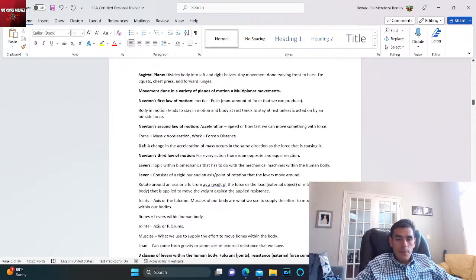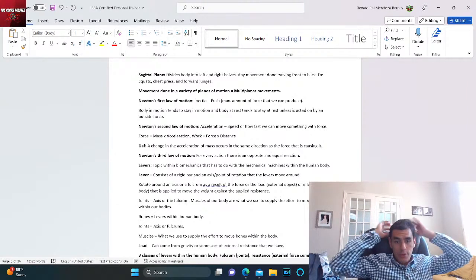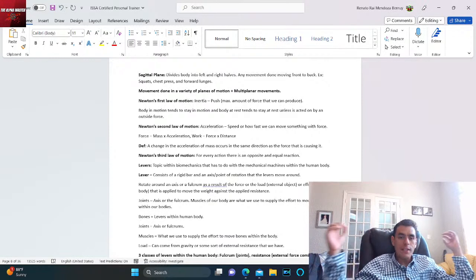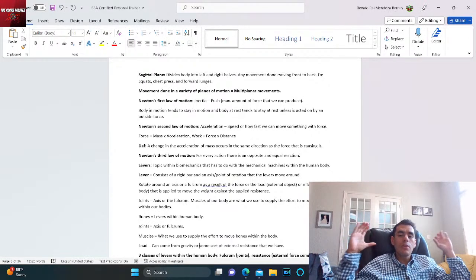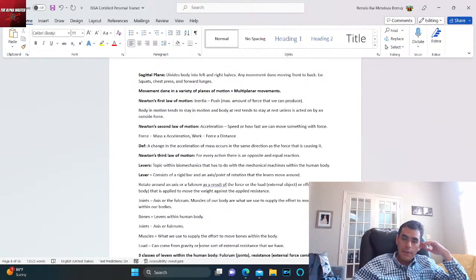Now, the load can come from gravity or some sort of external resistance that we have.